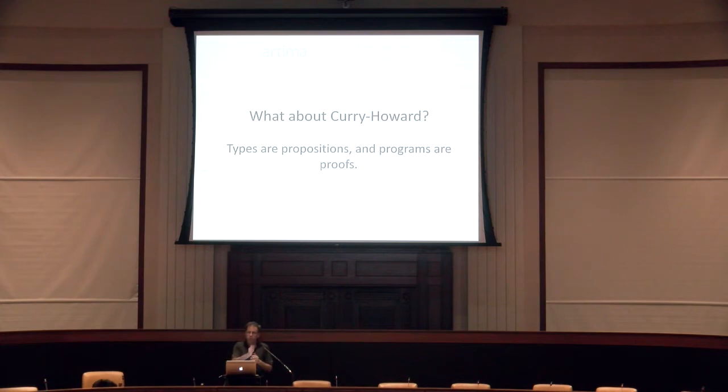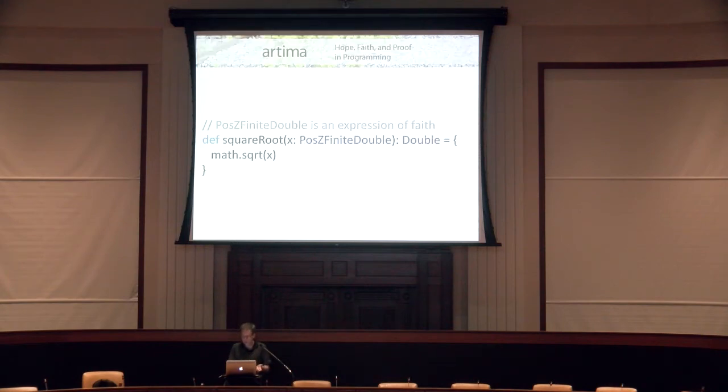Types you can see as logical propositions, and programs as proofs, right? The trouble I have with this is that I don't think of this type as proving that it's positive, 0, or finite and a double, because there could be a bug. So I have faith that I'm just going to believe it, but I don't actually know.